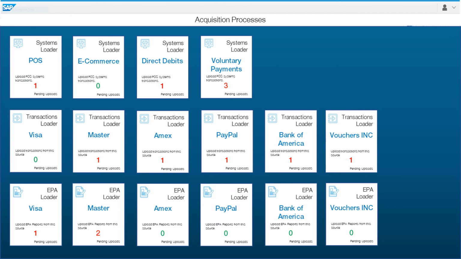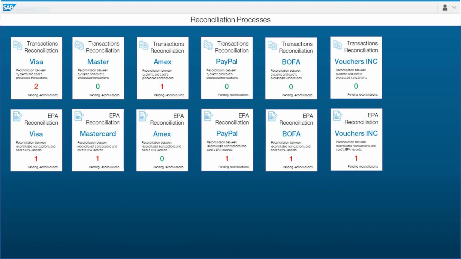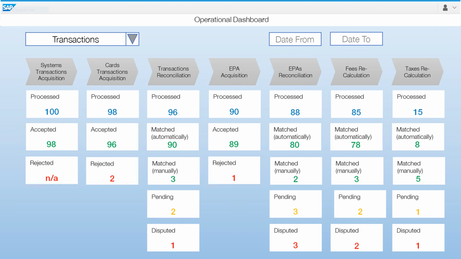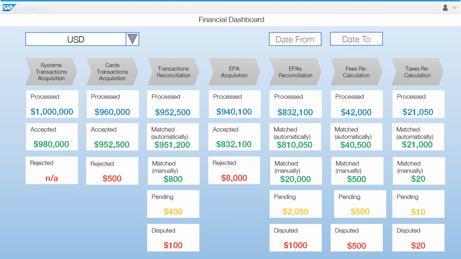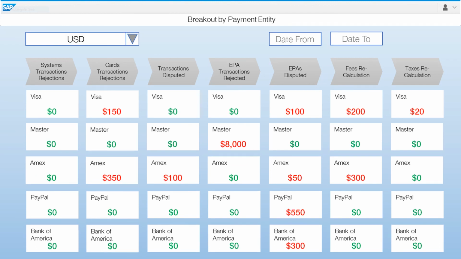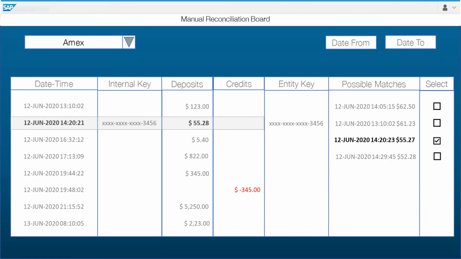A quick look into the solution: acquisition processes, reconciliation processes, recalculation processes, operational dashboard, financial dashboard, transactions rejected and disputed, breakout by payment entity, manual reconciliation board.